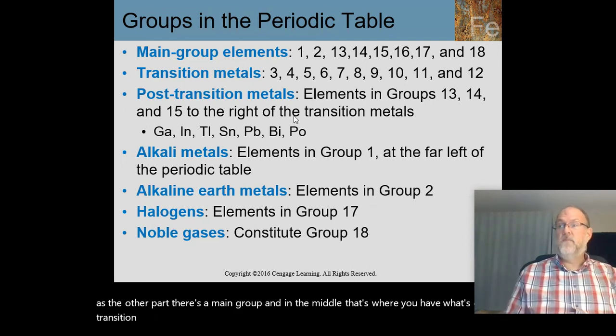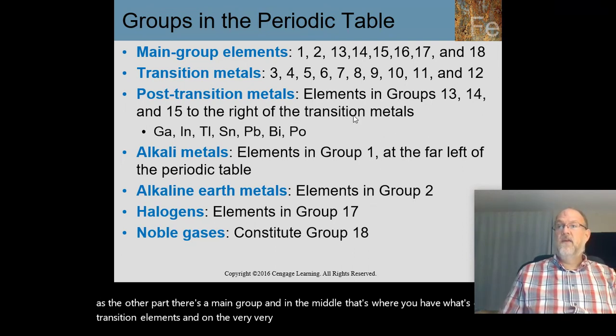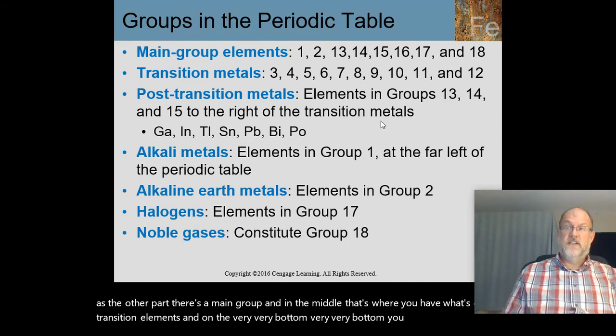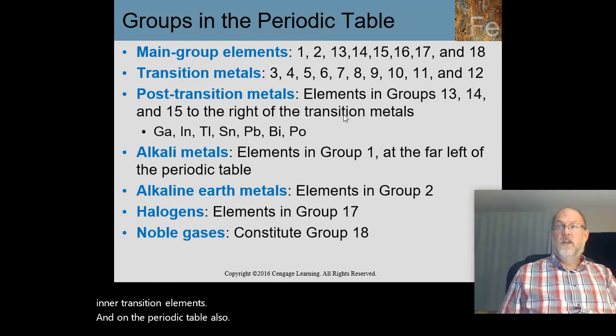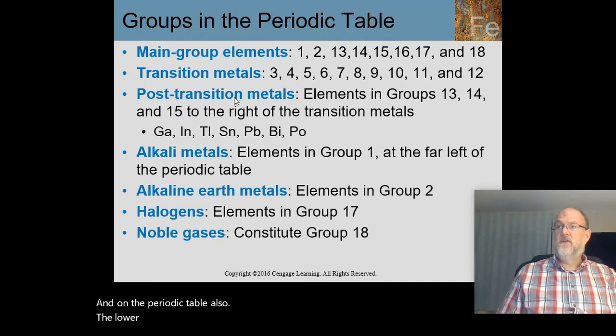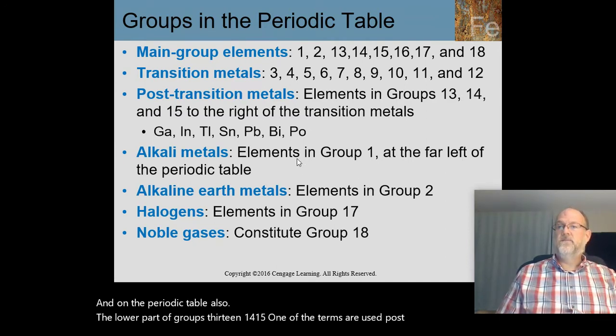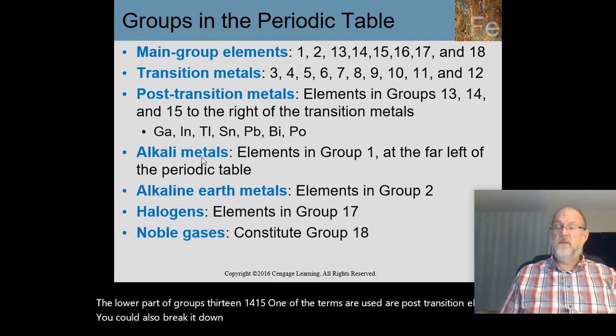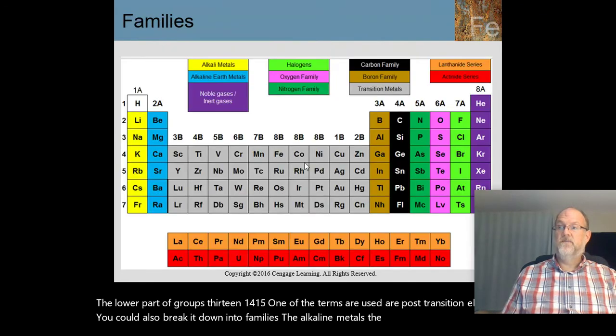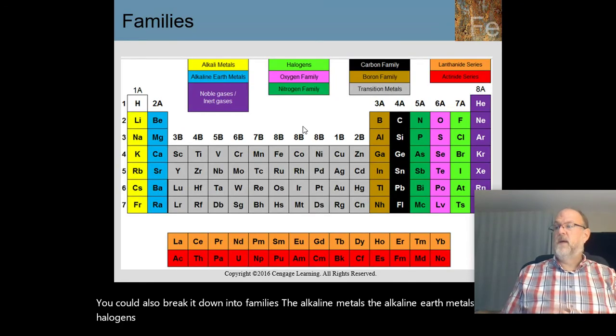And in the middle, that's where you have what's called the transition elements. And on the very, very bottom, you have what are called inner transition elements. And on the periodic table also, the lower part of groups 13, 14, 15, one of the terms that are used are post-transition elements. You can also break it down into families: the alkali metals, the alkaline earth metals, and the halogens.